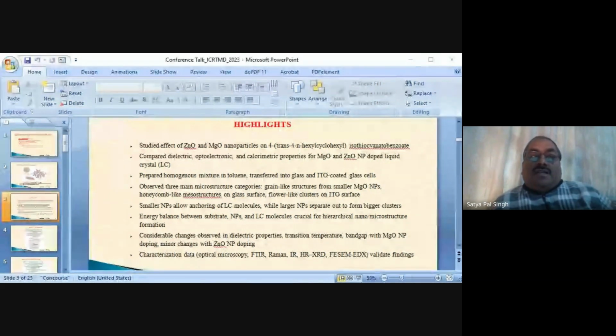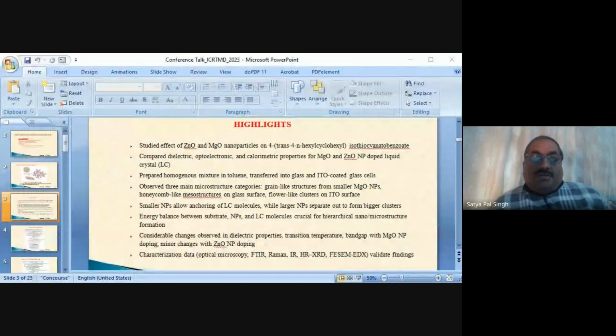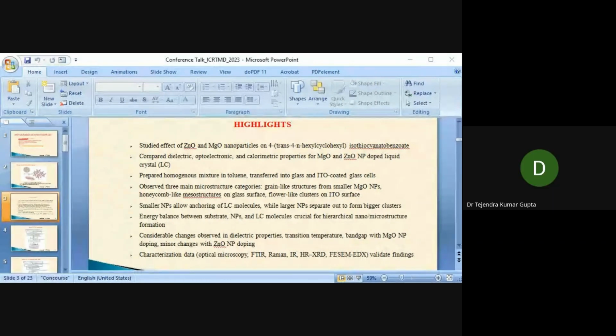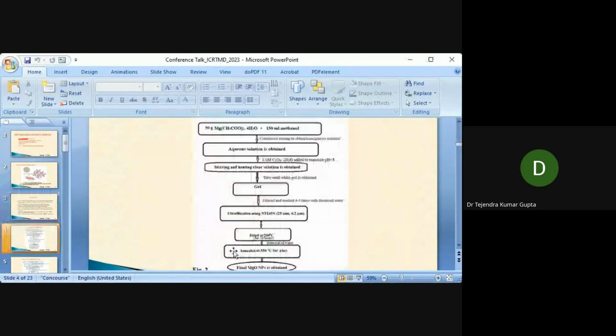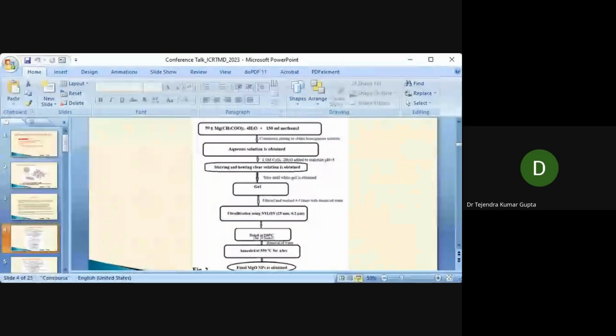So the slide has changed. MgO nanoparticle flow chart, figure 2. Is it visible? No, sir. Please wait. After highlights, synthesis of MgO nanoparticles should appear. No, sir. You click on the slide number, sir, on the left bar. Okay, now the flowchart came, sir. Right. Okay, sir.